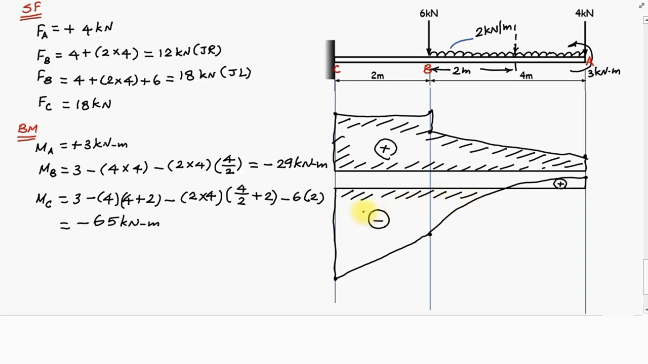So here we find that some part of the beam is subjected to negative bending moment and some part of the beam is subjected to positive bending moment. Here there is a point. At this point, the bending moment becomes 0. The sign of the bending moment changes from positive to negative. This point, we call it the point of contraflexure. Point of contraflexure is nothing but the point at which the bending moment becomes 0.